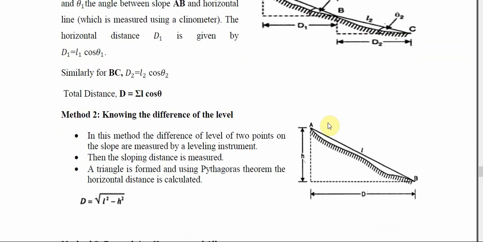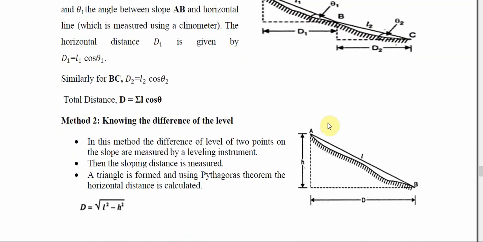In the second method, the vertical difference between the two points, that is point A and point B, is calculated. Let's say it is h, and the sloping length is measured. It is denoted as L, and you can easily calculate the horizontal length D by Pythagoras theorem.